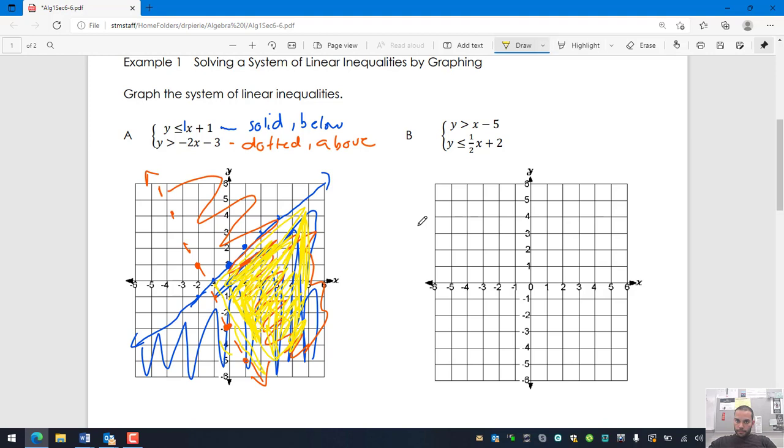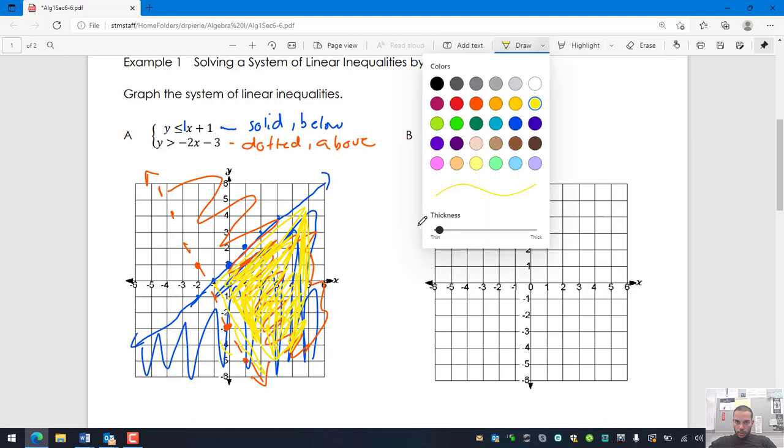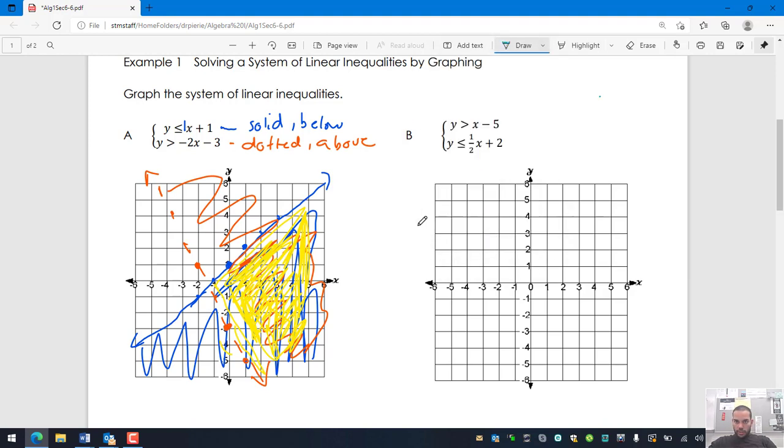Let's do another one. I'll use this turquoise color now. So y is greater than x minus 5. Right off the bat, let's talk about dotted versus solid. No line underneath, so x minus 5 is going to be a dotted line. Above or below, the alligator's eating the left, so it should be above.